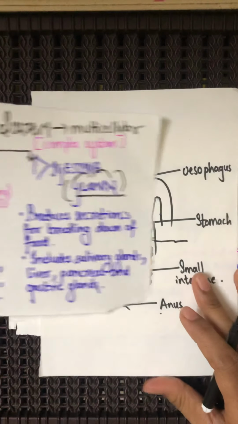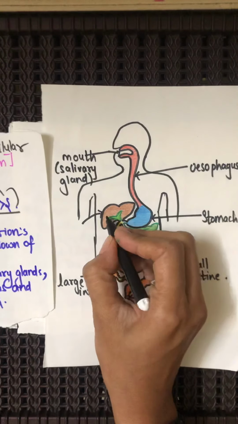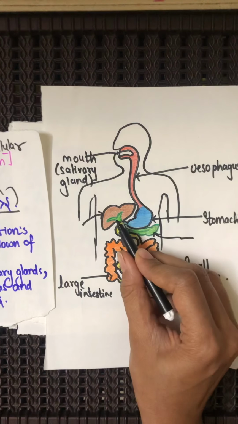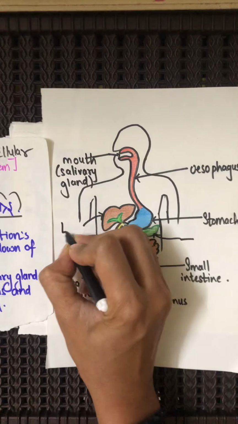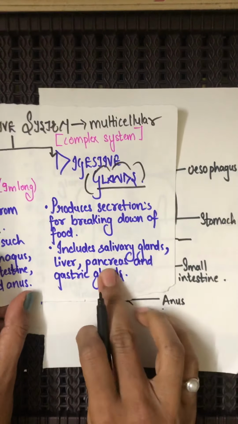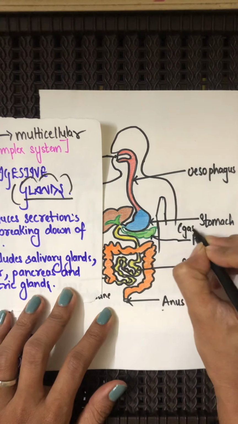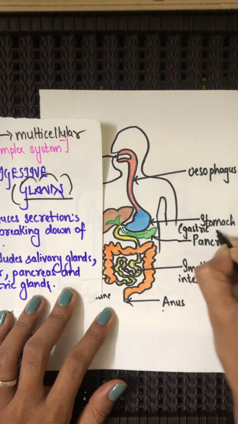Okay, moving on to the next one, that is the liver, the next gland which helps in the process of digestion. Can you see exactly beside the stomach? That is the liver. And the next one is the pancreas. Can you see over here the one which is in green? Yes, that is the pancreas. And the last one is the gastric glands. The gastric glands are located within the stomach, so we will write over here gastric glands.